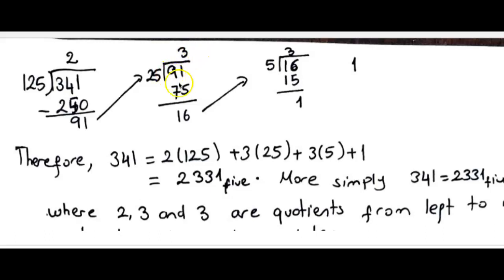So 3 times 25, 75. Then I'm going to have remainder. I'm doing minus here. I'm going to have remainder 16. Now 25 doesn't go into 16. Then I'm going to go to my next lower power. Does 5 go into 16? Yes, it does. 3 times 5, 15. And I have one remainder here.